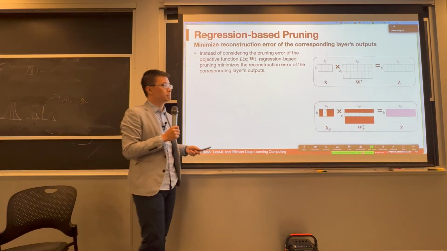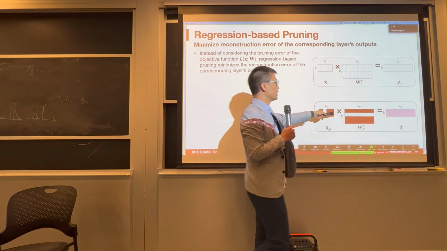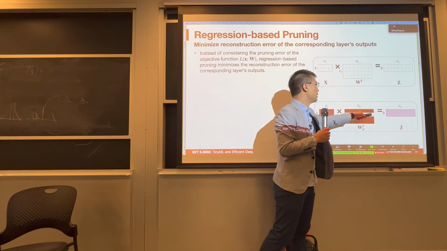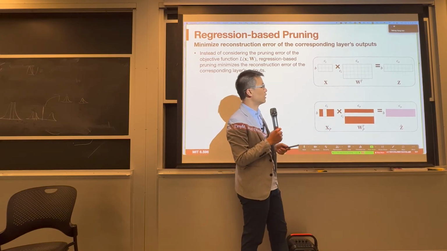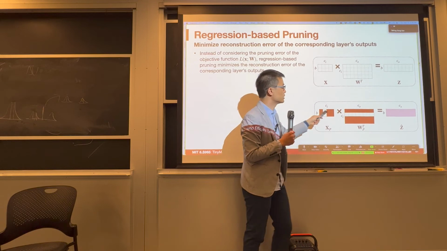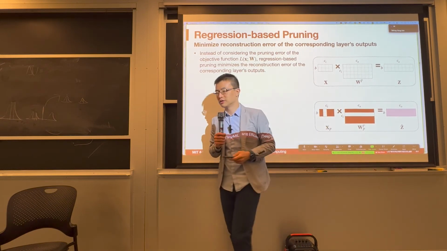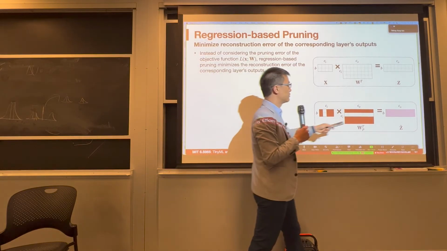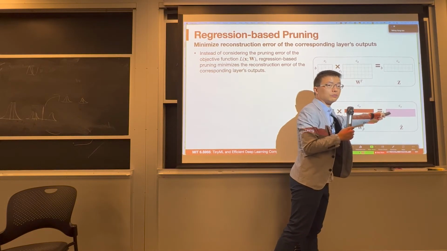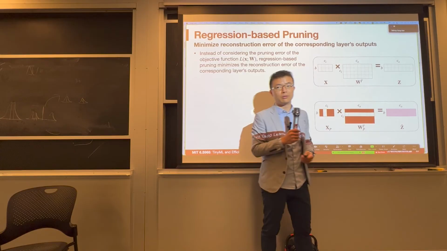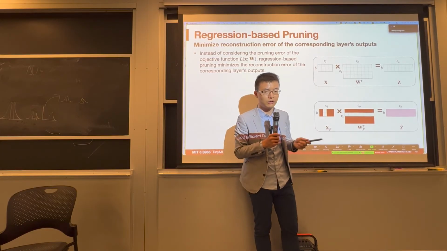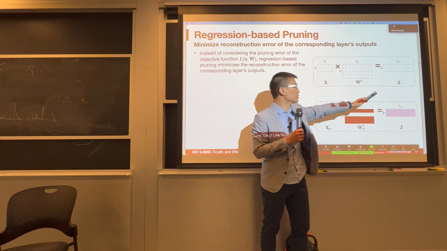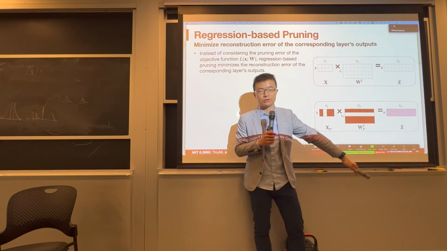So imagine we prune away one row of the weight matrix and prune away one column of the input matrix. So we still obtain this output matrix. We want to make sure to minimize the difference between the pruned output versus the original output. So this is a local optimization, since this is just considering the output for this layer rather than the whole neural net.